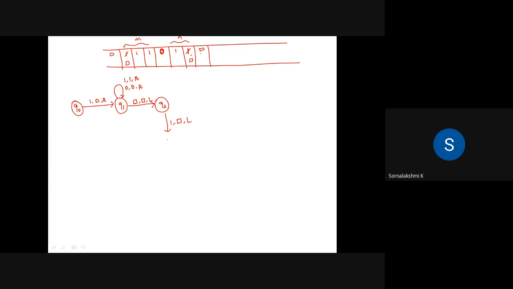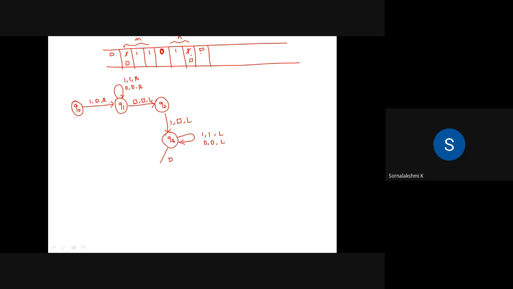It reaches another state, Q3. In Q3, I should proceed further till I reach this blank. Am I right? So Q3 also will have a loop that says on 1, replace it with 1, keep moving left. On 0, replace it with 0, keep moving left. So what does it change? Q3, when it sees a blank, what happens? Q3 sees a blank. Replace it with blank and move right.